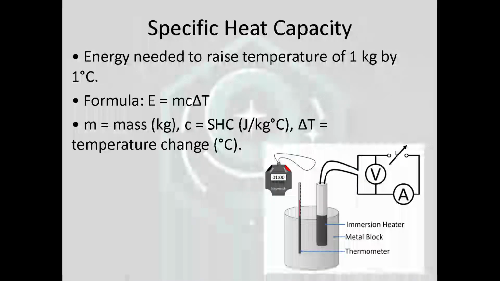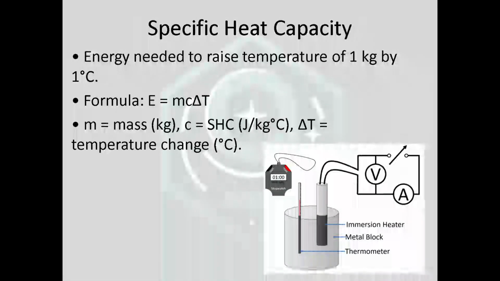Cool. And now we're moving on to specific heat capacity. This is a topic that a lot of students struggle with, but I'm going to simplify it so you guys can understand. So essentially, what is specific heat capacity? It's the amount of energy required to heat 1 kg of a substance by 1 degree.